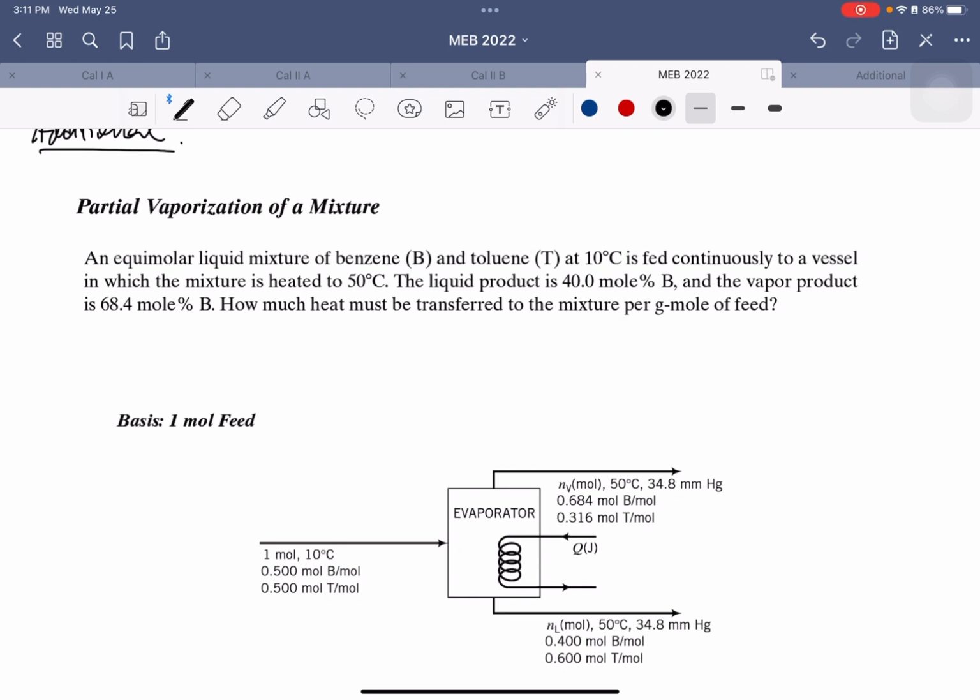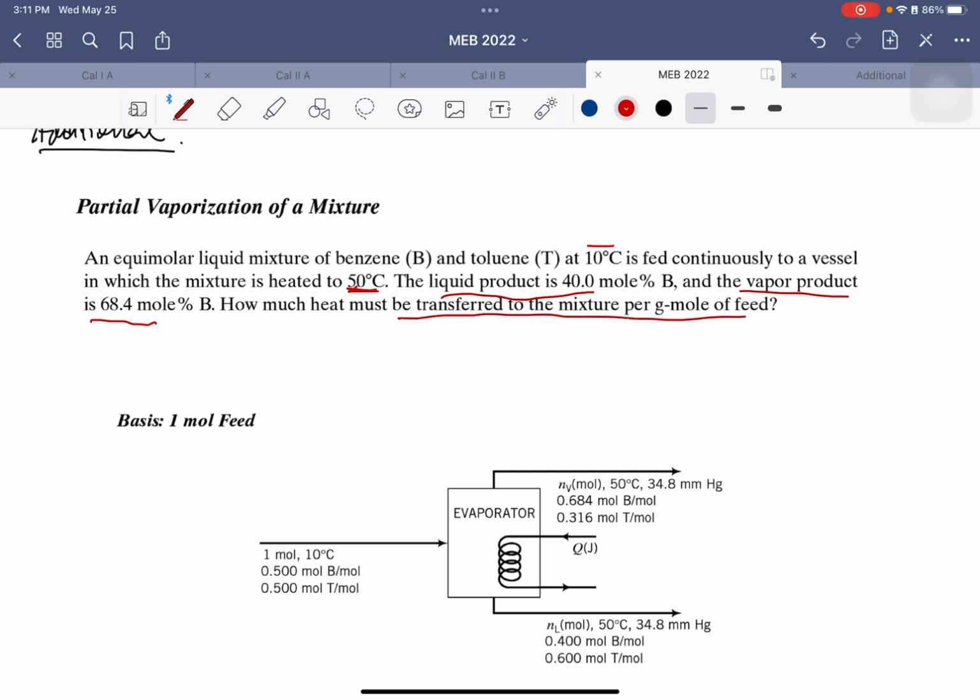Okay, now we have the question on a liquid mixture of benzene and toluene that is going to be mixed, and we are going to heat it to 50 degrees Celsius. So they start at 10 degrees, heat to 50 degrees, and they will have two products, a liquid product and a vapor product. So this will be for the benzene. How much heat must be transferred to the mixture per gram mole of feed?